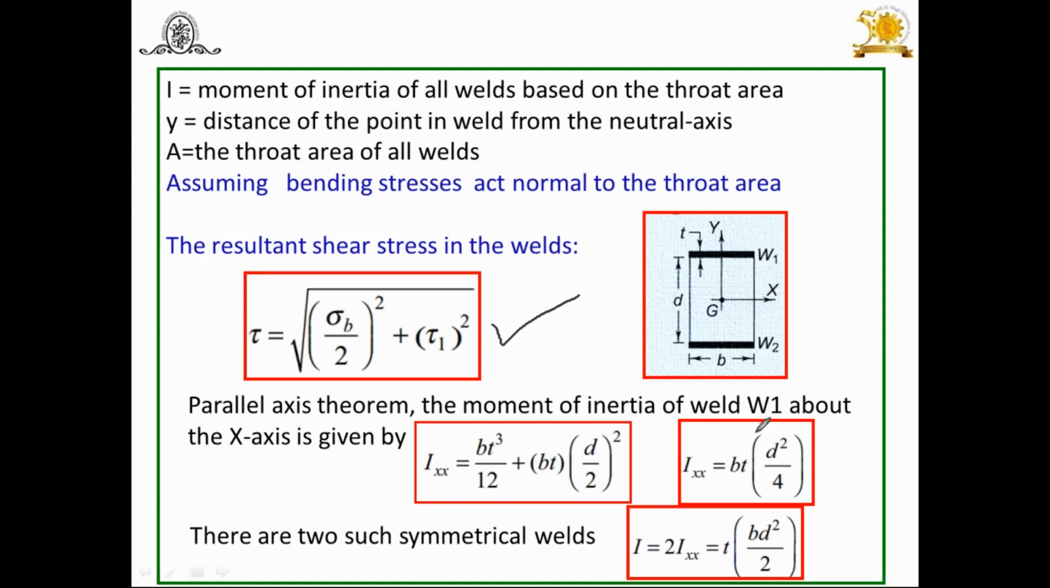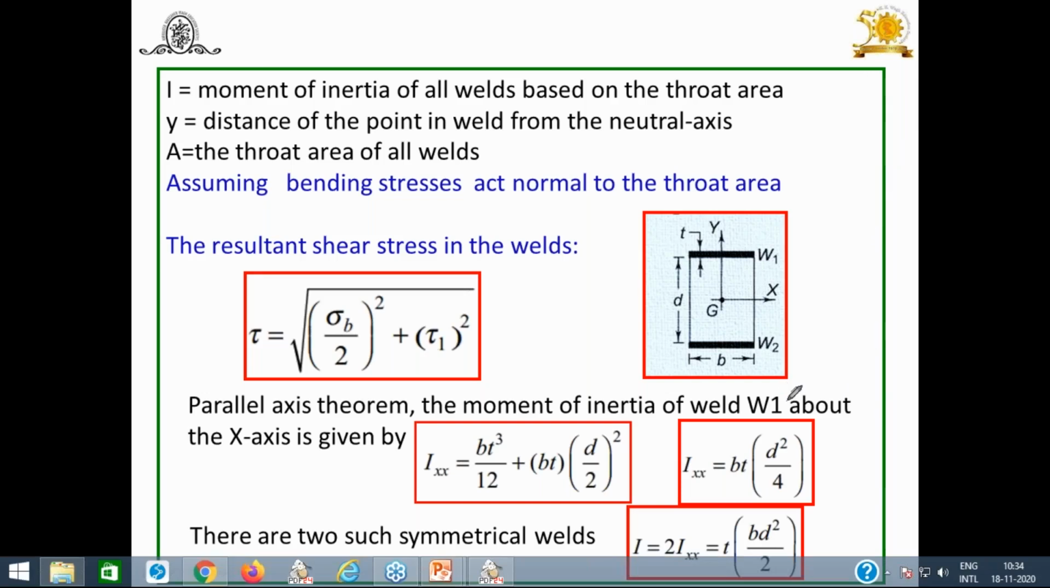But the interesting question is this, to find out sigma b is equal to MB into Y by I. The MB means couple. You will get P into E. And what's Y? Distance from the neutral axis to this weld. You will get D by 2. And what about the I? I is the moment of inertia of welds based on the throat area. Now here we have to find out the I. How to find out that?